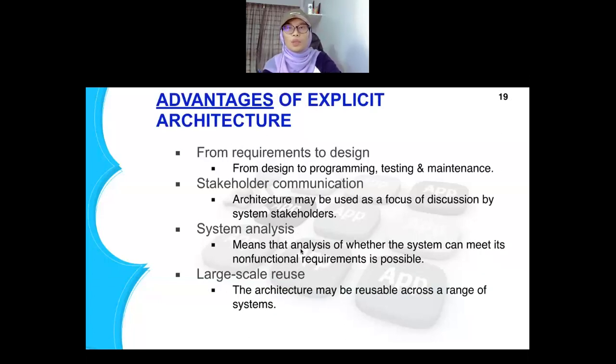And to explain to you the advantages of explicit architecture. Explicit is digging out the details of the architecture, from requirement to design, and from design to programming, testing, and maintenance. Going back to the process, we have analyze, design, development, testing, deploy, and maintenance. So requirement to design, design to programming is the development, and then goes to testing, and then finally maintenance.